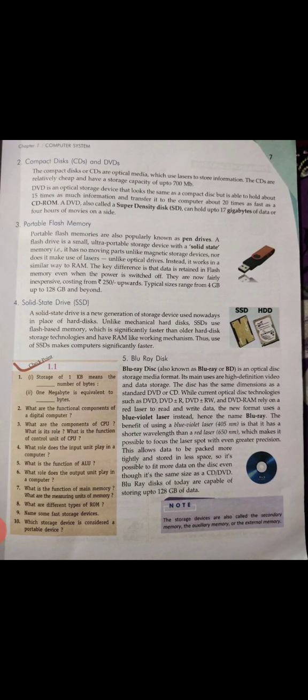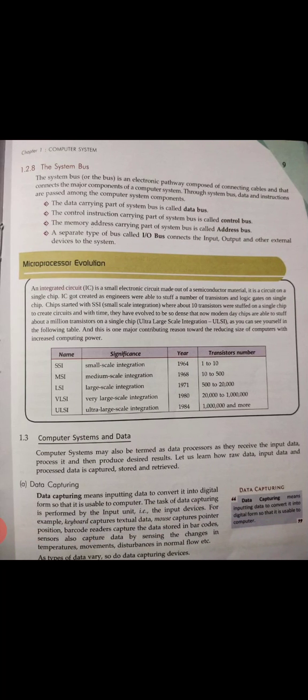Okay, next is storage unit, that is hard disks, then compact discs, then portable ones like a pen drive, then solid state drive, nowadays Blu-ray discs. So these all are secondary storage devices. The bus system. Okay, next, the bus system: the data carrying part of the system bus is called data bus. Control bus is used to control the instruction carrying parts. Address bus holds the addresses, and a separate bus called IO bus connects the input, output and other devices.